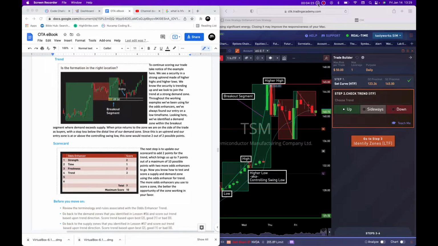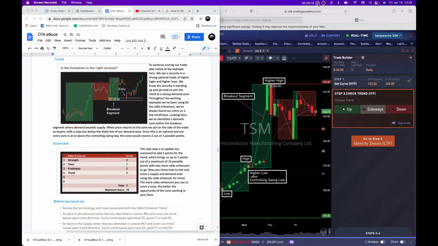When price returns to the zone, we are on the side of the trade as buyers, with a stop loss just below the distal line of our demand zone. Since this is an uptrend and our entry zone is at or above the controlling swing low, this particular zone would receive 2 out of 2 possible points. The next step is to update our scorecard to add 2 points for the trend, which brings us up to 7 points out of a maximum of 10 possible points, with 2 more odds enhancers to go.